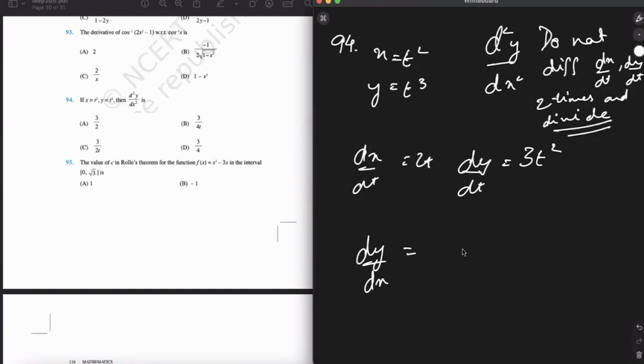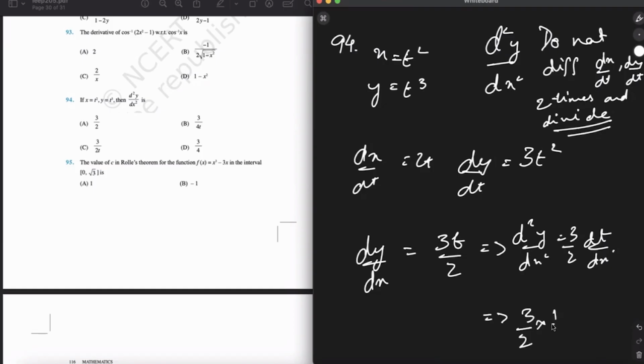So what will be dy by dx? dy by dx is equal to 3t by 2. Now differentiating it further with respect to x, I'll be left with d2y upon dx square equal to 3 by 2 dt by dx. Now dt by dx was what? From here, 1 upon 2t. So 3 by 2 into 1 upon 2t will be 3 upon 4t. This is your answer.